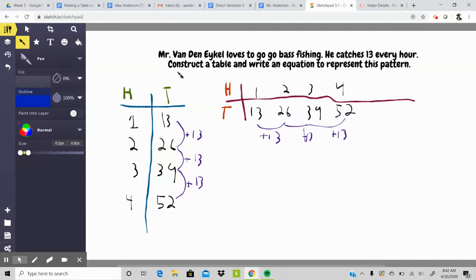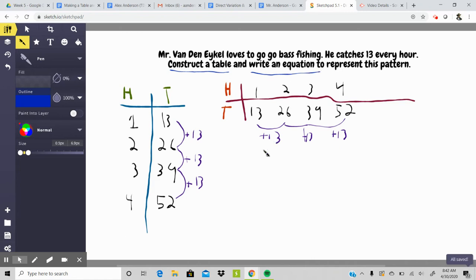All right, so we've constructed our table so far. I created two different ways to give you two options. There's more of a vertical design or a horizontal design for your table. And then now we have to write our equation.